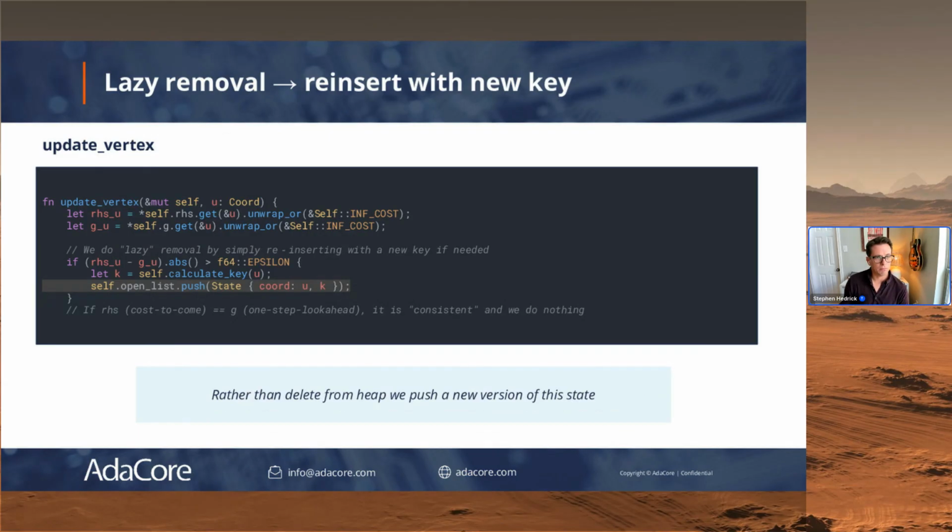Okay, great. So here you see our lazy removal. Hopefully everybody can see this okay. It's not too dark. Here is our lazy removal step in update vertex. You can see rather than delete from the heap, which is expensive, we simply push a new version of the state. I have that line highlighted, that self open list push state. That little line highlighted there is where D* Lite reuses past work.